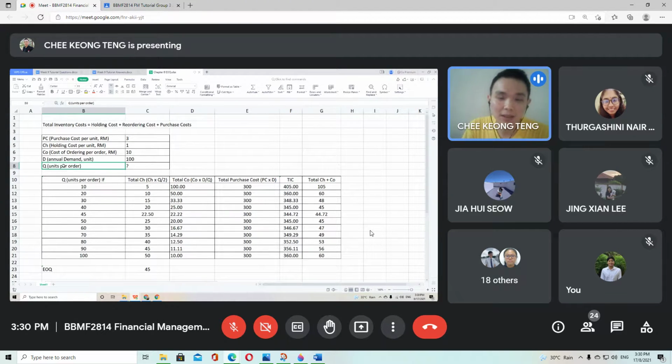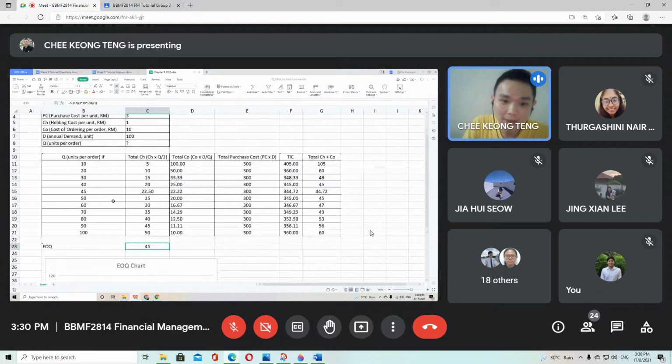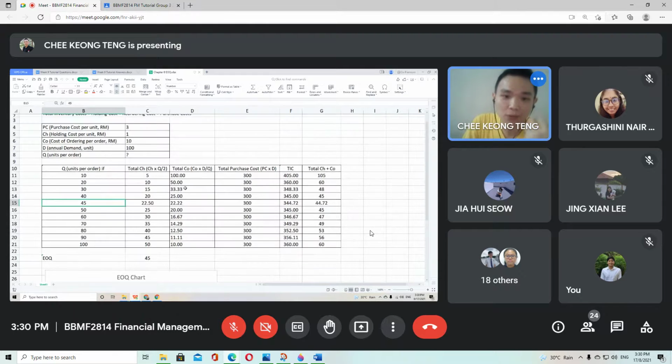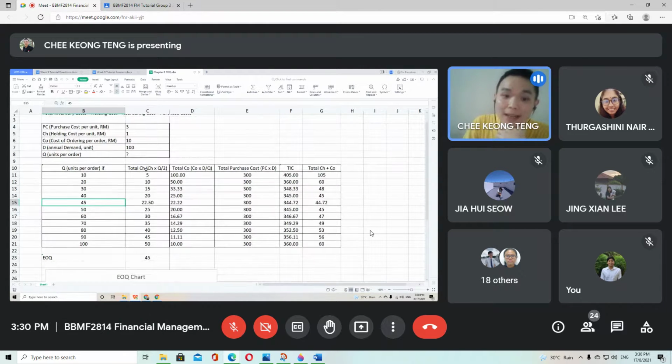So to put it simply, if you order at EOQ by using the formula, we have one formula, the square root of 2 CO times T divided by CH. If you are using that formula, it gives you the lowest inventory cost, provided no discount is given. If you order at EOQ, it's the best one. All right. So in order to prove that, I have one example here from the lecturer's class 1.